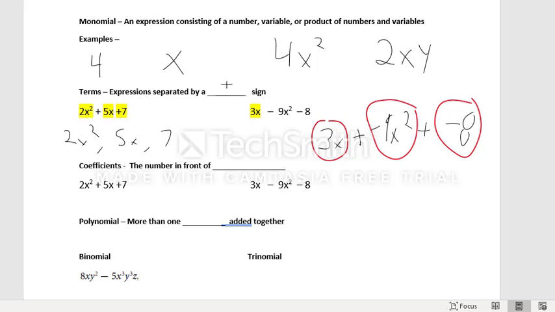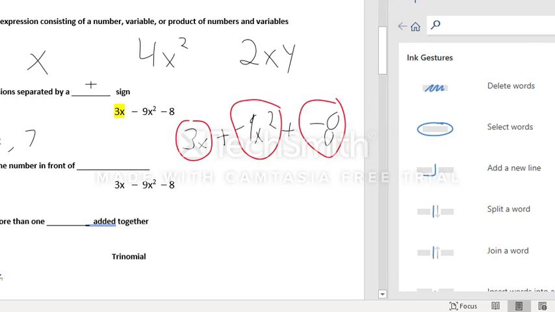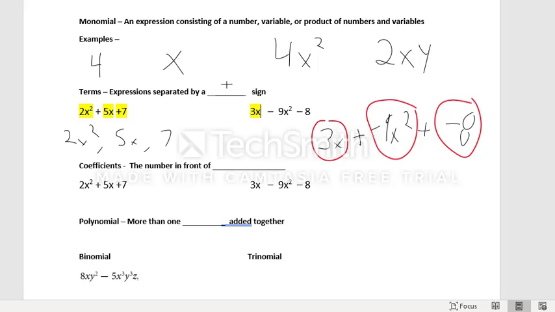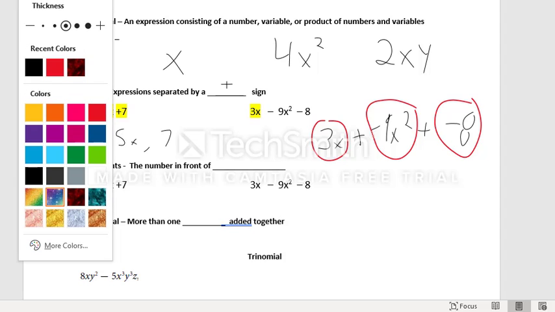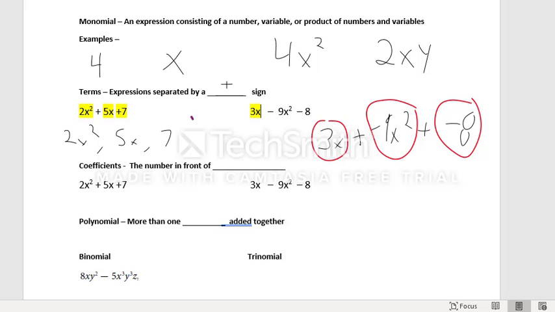Next, we have a coefficient. Okay, our coefficient is going to be the number in front of a variable. All right, so in this case, our coefficients are 2 and 5. 7 is not a coefficient. The reason it is not a coefficient is that it does not have a variable attached to it. If we look at our second example, the coefficients are 3 and negative 9. It is important that the negative stays with that coefficient. It is part of it.